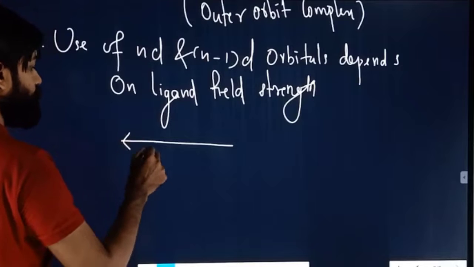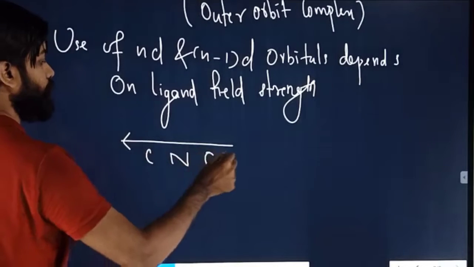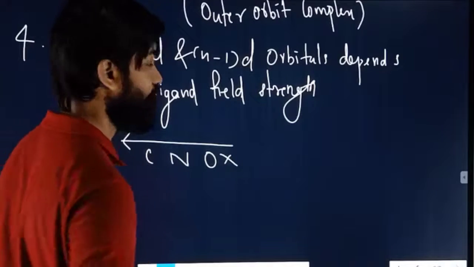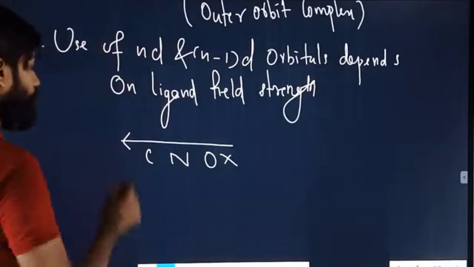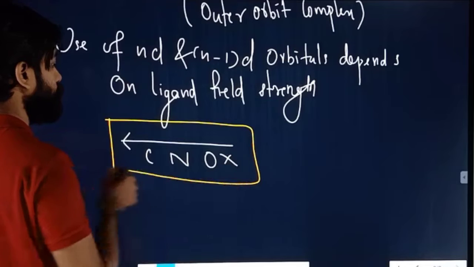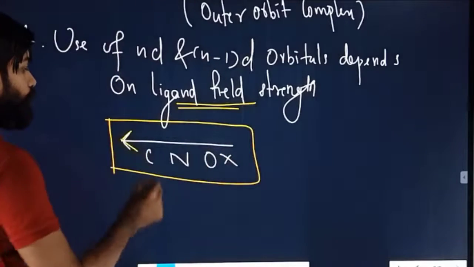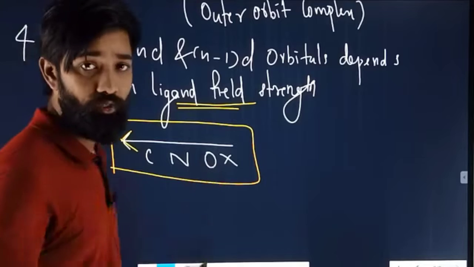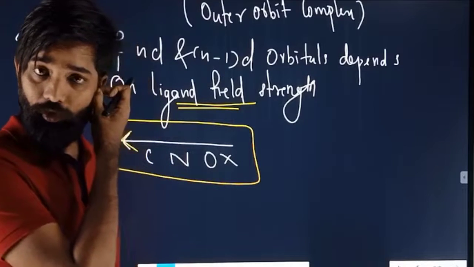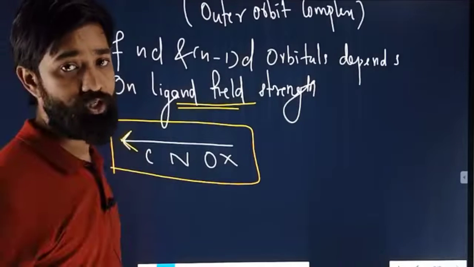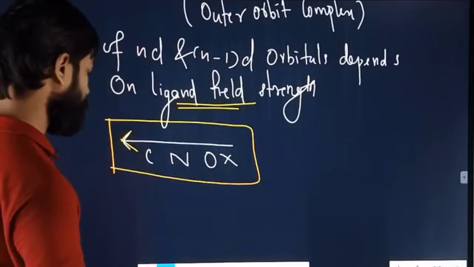The ligand strength is C > N > O > X. This is a simple order of ligand strength. So halogens have relatively weaker field strength than oxygen, then nitrogen, then carbon. So carbon has greater field strength.